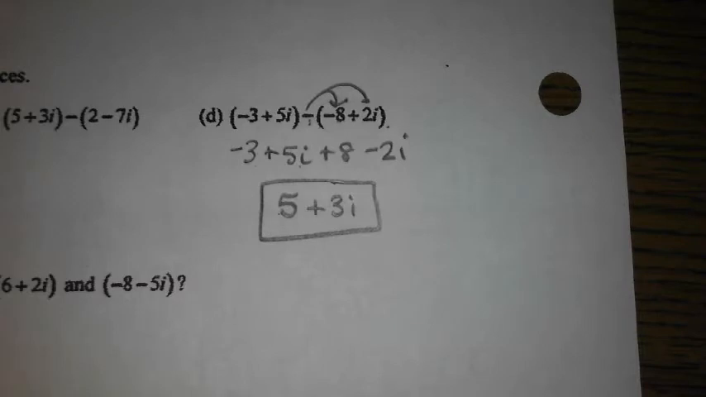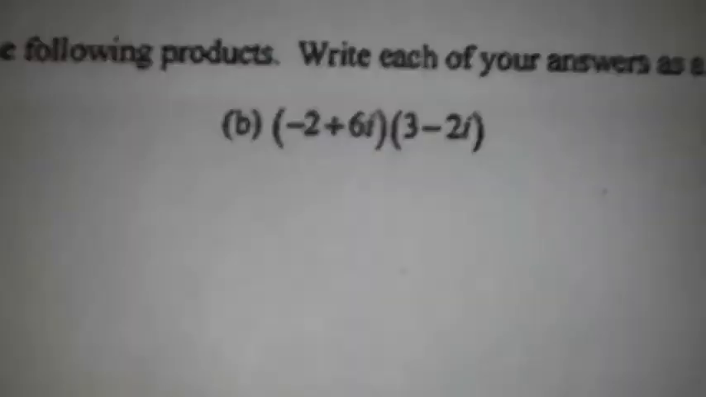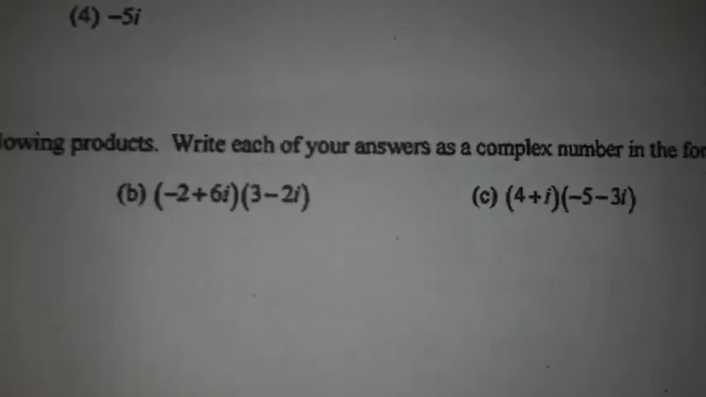Okay, exercise 2 is the same. It's just a sum, which is just add. We're going to jump to exercise 3. Products. Multiplying. Let's do, I don't know, B. Okay? Product, you distribute, right? Double distribute, FOIL, whatever you want to call this.